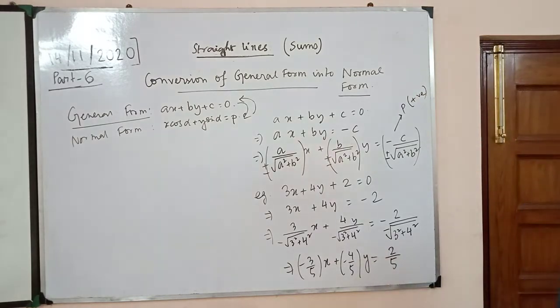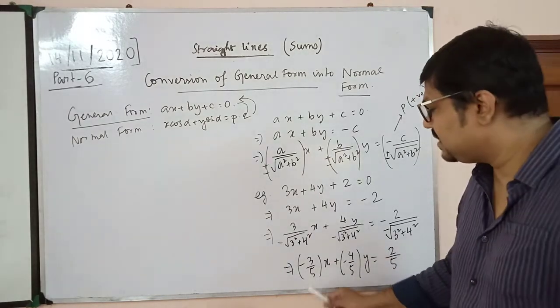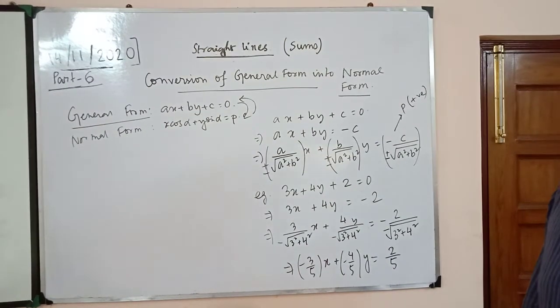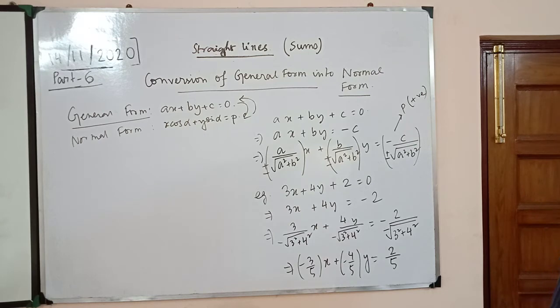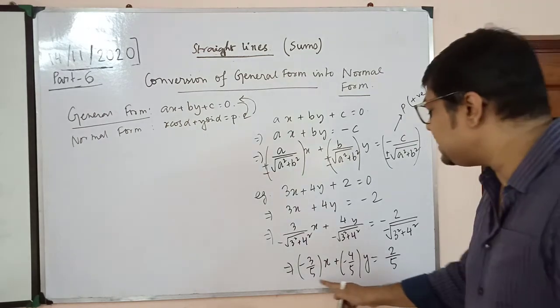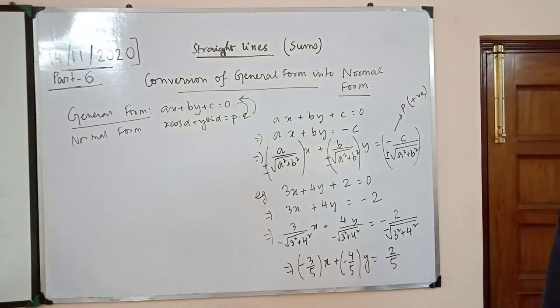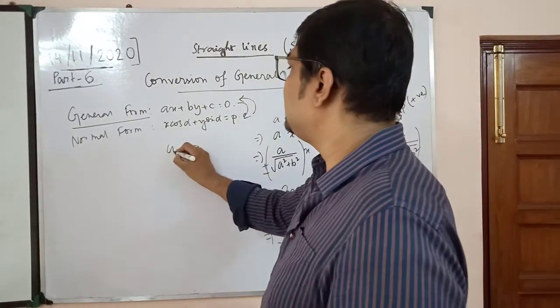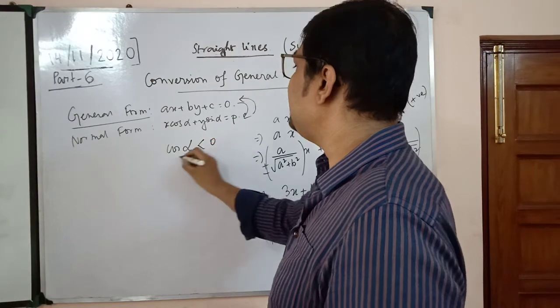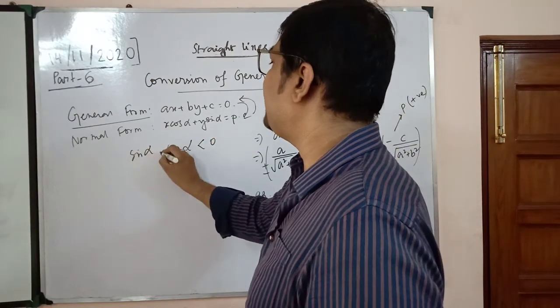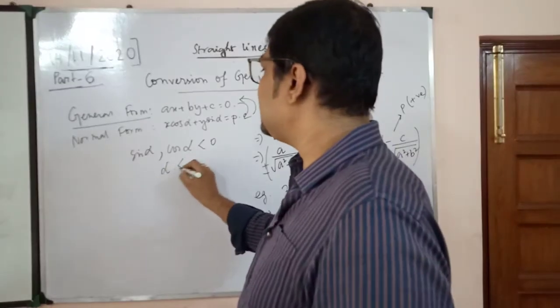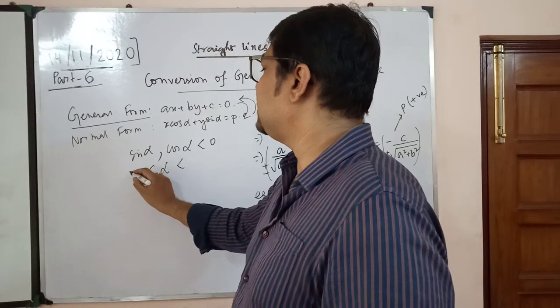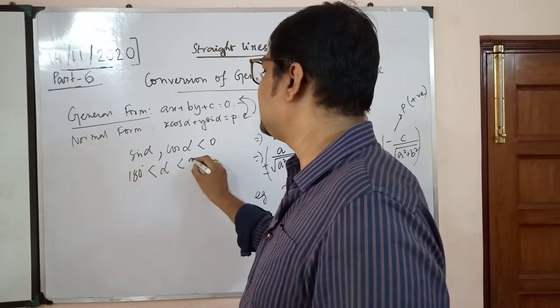What does it suggest? It suggests that cos alpha is negative. Sin alpha is also negative. That means the particular angle for which cos alpha and sin alpha both are negative. Both are negative. That means alpha is in the third quadrant. That means it's like this.